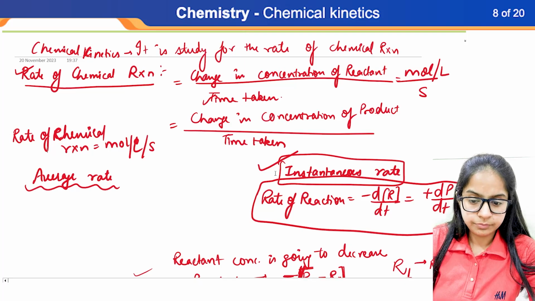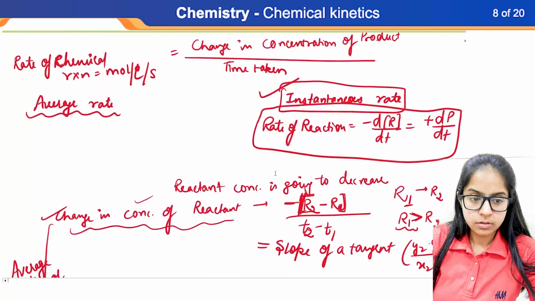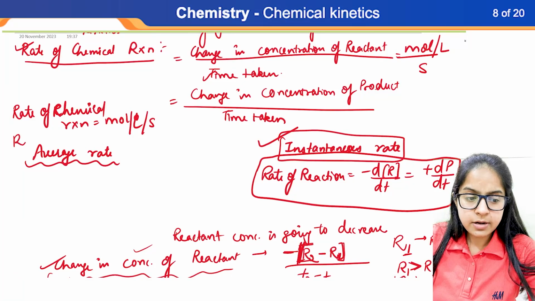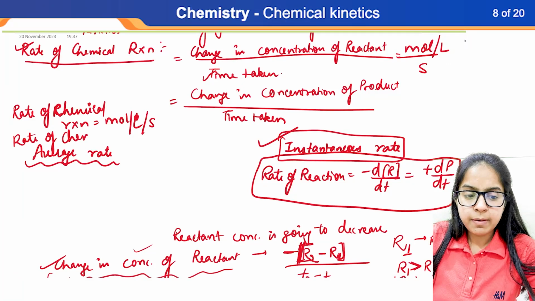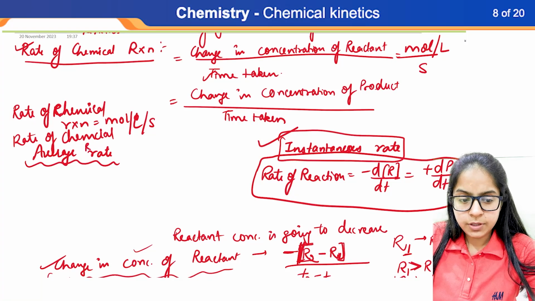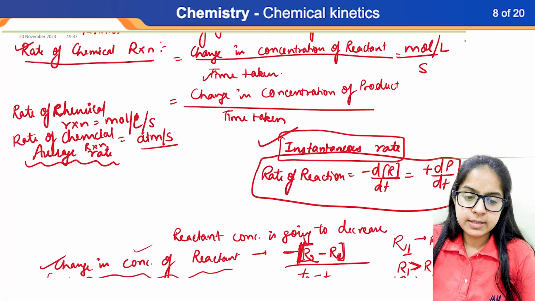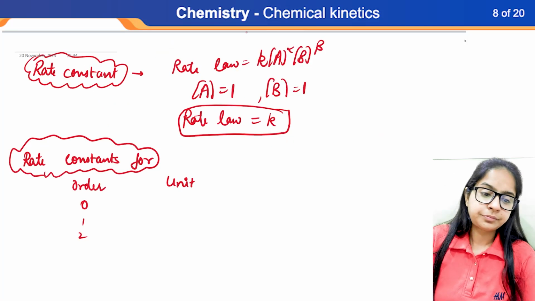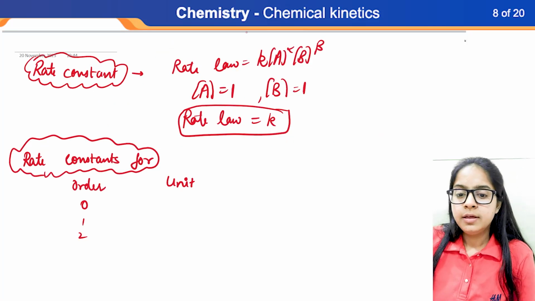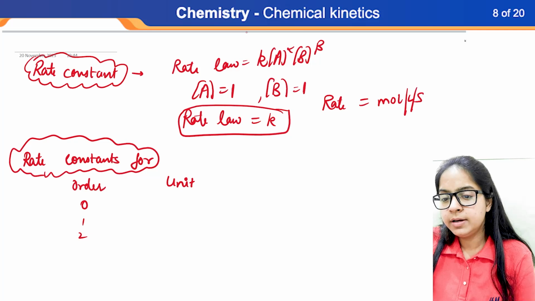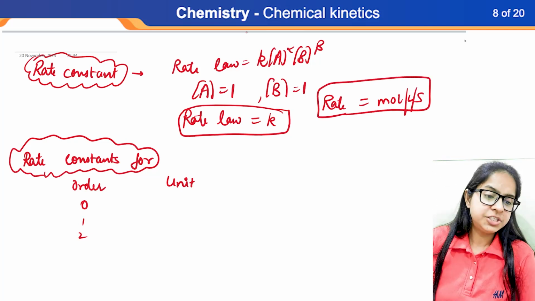Now, if instead of concentration we use pressure, then you need to choose atmosphere per second, because here instead of concentration we have pressure. Pressure unit is atmosphere and time unit is second. Okay, now the unit of rate of reaction. I told you that rate always has unit mole per liter per second. Okay, it doesn't change at all.